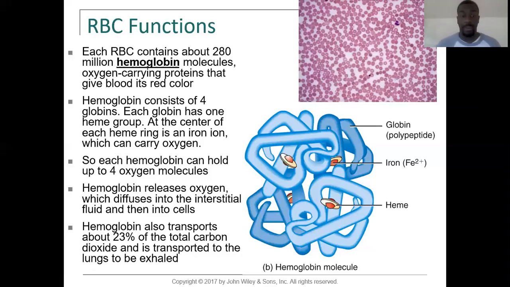transport carbon dioxide as well. Once the red blood cell gets to a particular type of tissue, the hemoglobin is going to unload and release that oxygen into the interstitial fluid, and from there, that oxygen is going to diffuse into that particular cell. When that cell uses up that oxygen, it's going to end up forming carbon dioxide, and that carbon dioxide will again get picked up by hemoglobin, get transported to the lungs, and then we're going to be able to exhale that carbon dioxide.